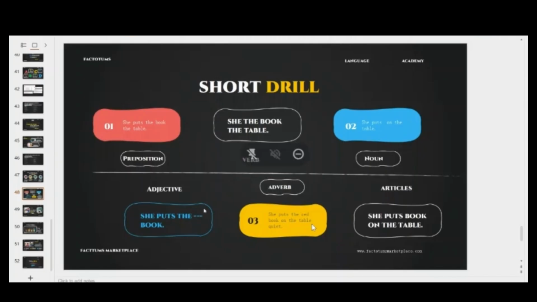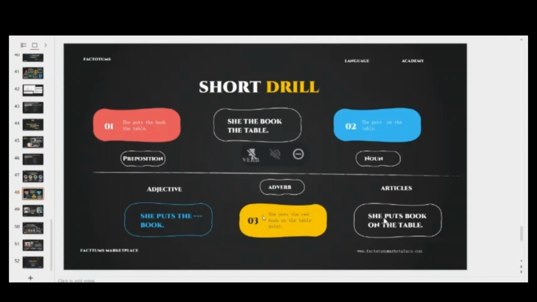Awesome. She puts the red book on the table quiet. What is quiet? Quietly. Exactly. Very good. Oh my God, Alicia, you're an expert. You became an expert with the parts of speech. I'm so proud of you. Yes, quietly. Very good, because it's describing the action.